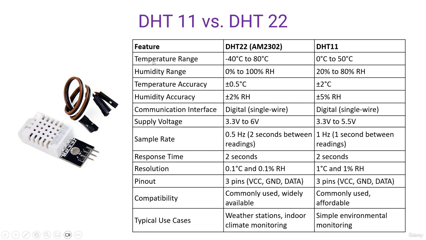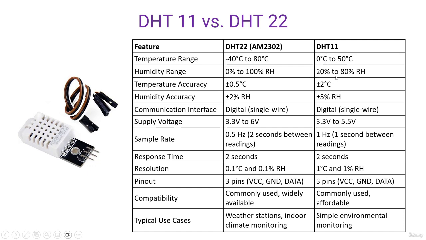Let's discuss them. The first one is DHT22. It's also known as AM2302 model. The temperature range for DHT22 is minus 40 degrees centigrade to 80 degrees centigrade. But for DHT11, this is a shorter range from 0 degrees to 50 degrees centigrade. So if you're working on an application that is at room temperature, then you can go for DHT11. And if you are working on an application where some refrigeration or high temperature is involved, then you should go for DHT22.